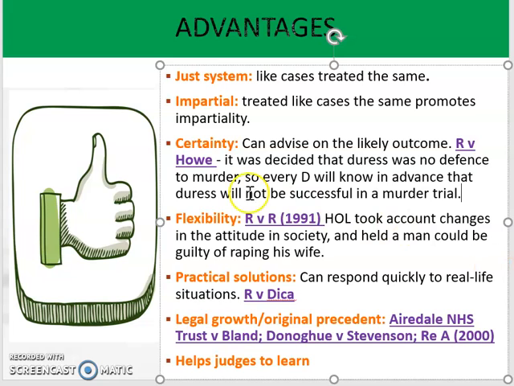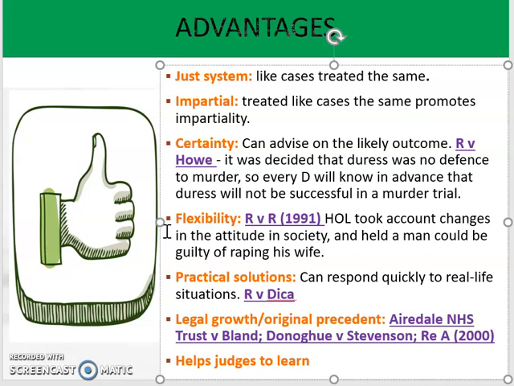Now, another advantage you could argue is that there's flexibility. You've got to be slightly careful with this because most of the time, the higher courts we know are going to follow their own decisions. So they bind the courts below and generally they bind themselves.